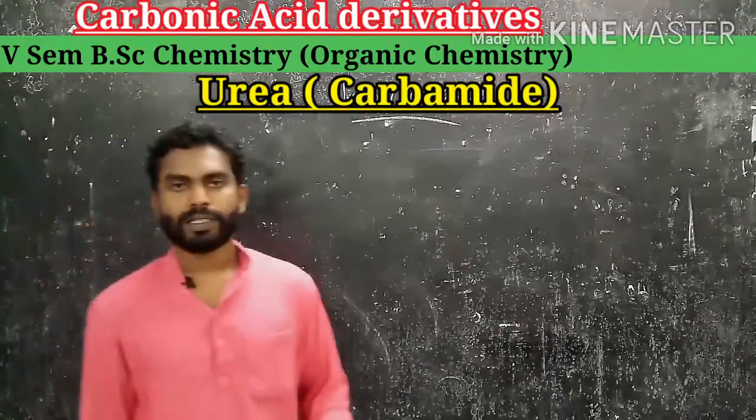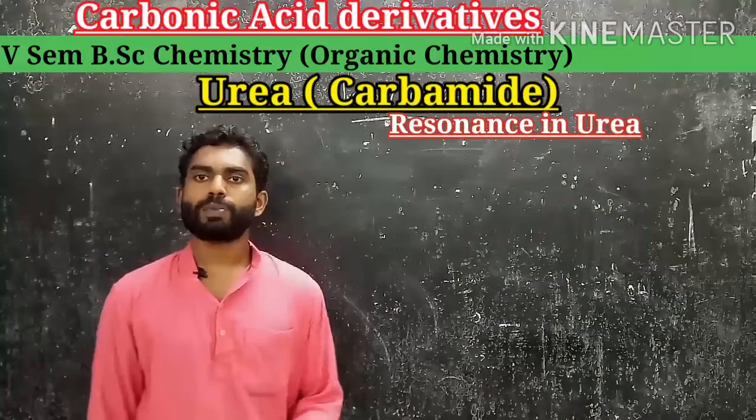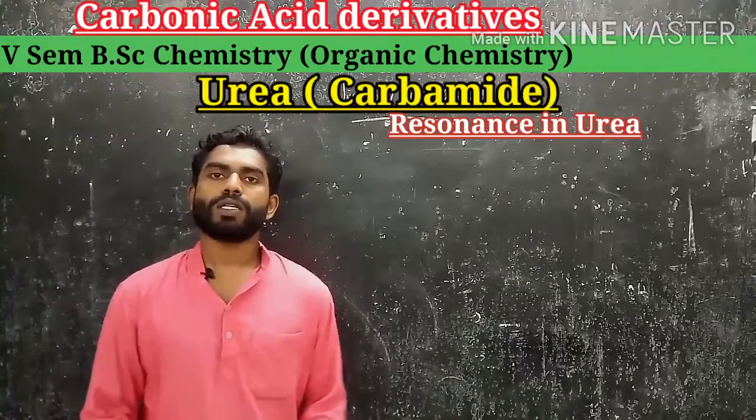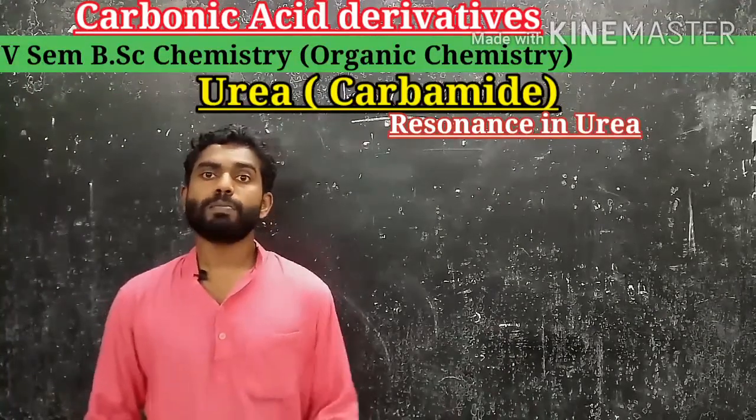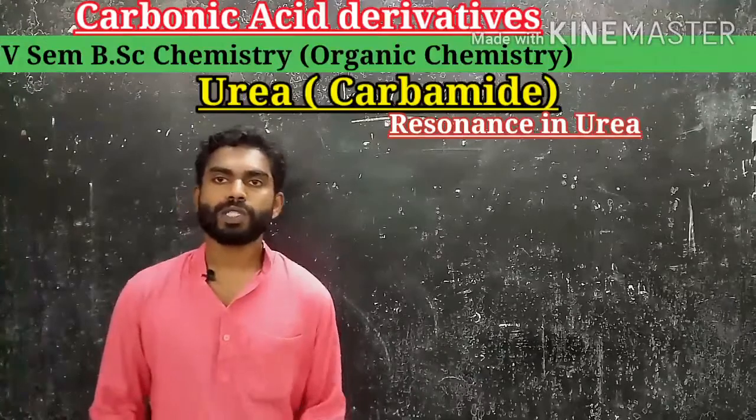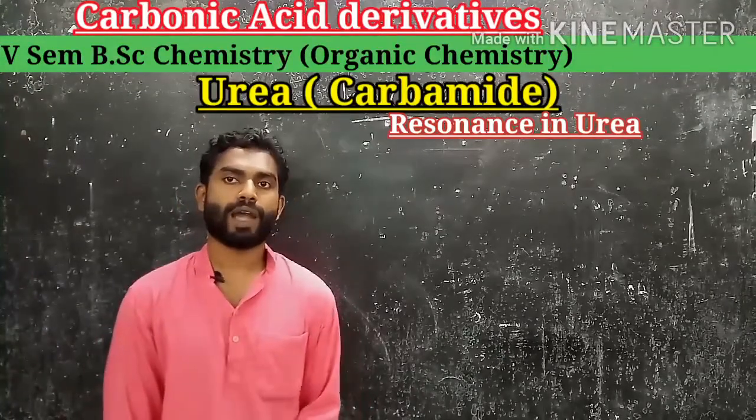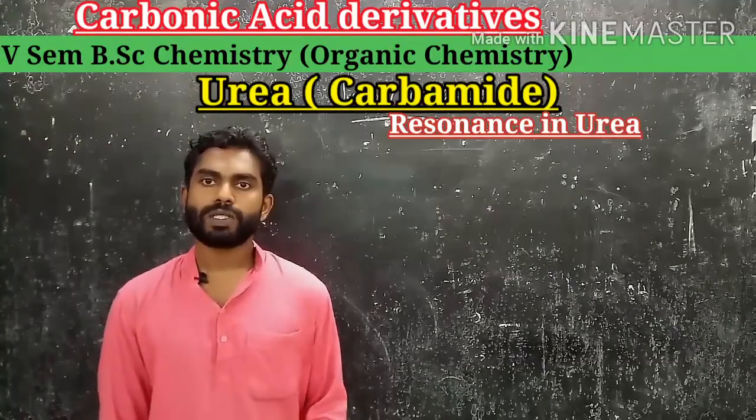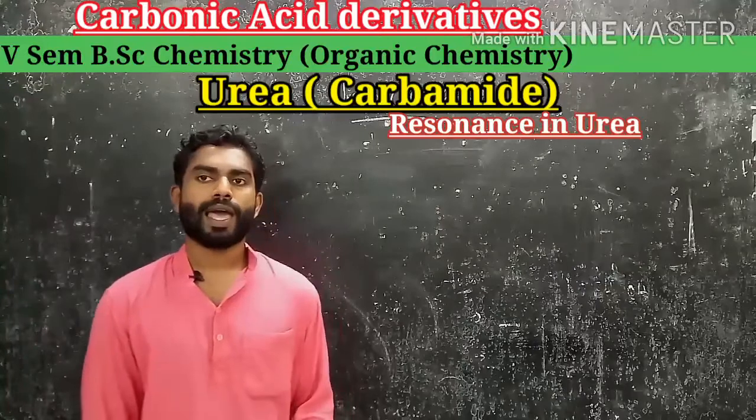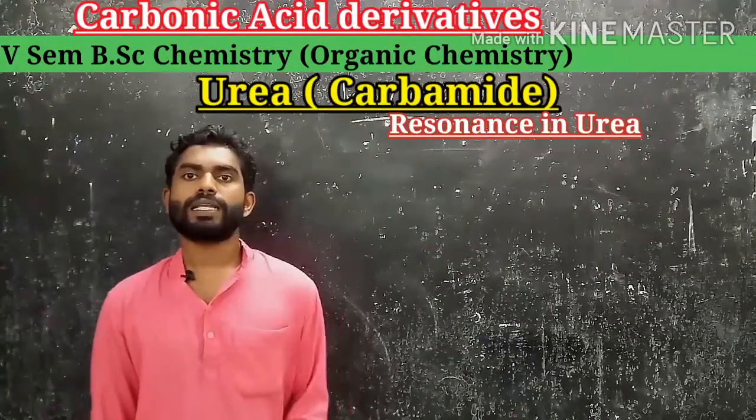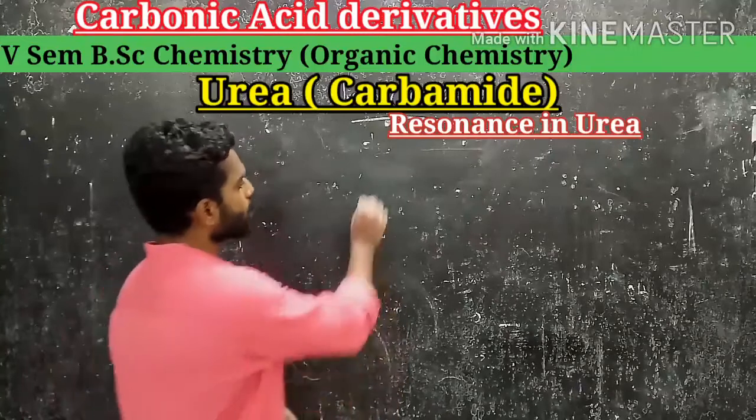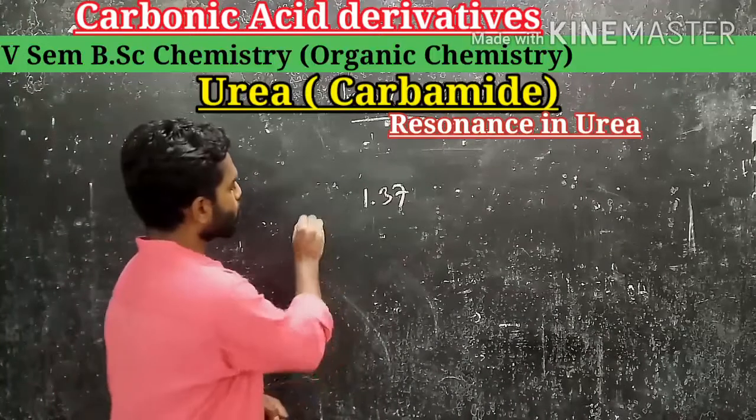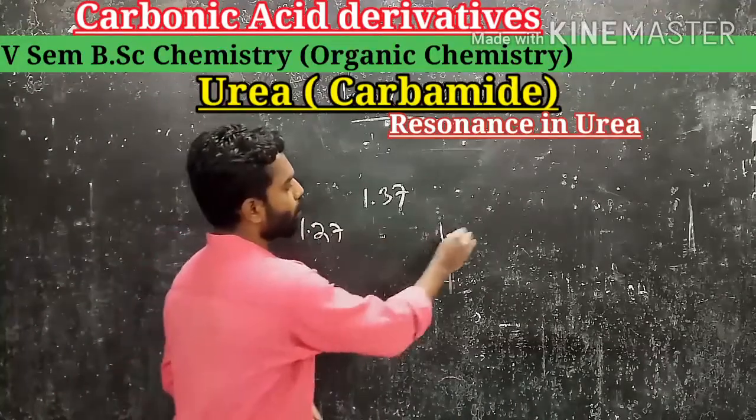Resonance in urea. The bond length measurement using X-ray diffraction on urea crystals indicates that both CN bonds of urea have the same bond length, namely 1.37 angstrom, which is in between 1.47 angstrom seen for a CN single bond in aliphatic amines and 1.27 angstrom seen in a CN double bond. So 1.37 is the urea CN bond length.